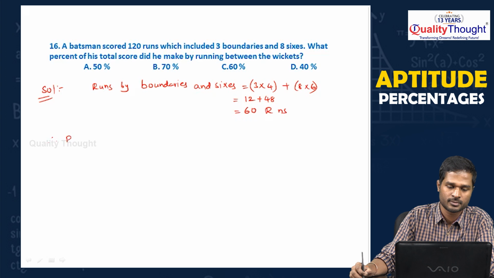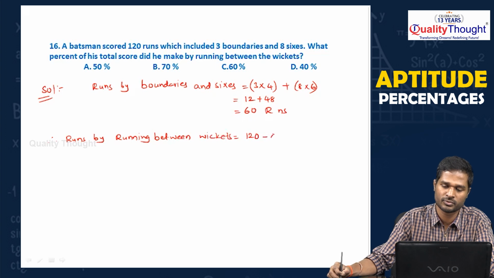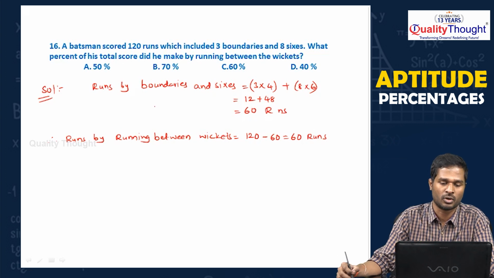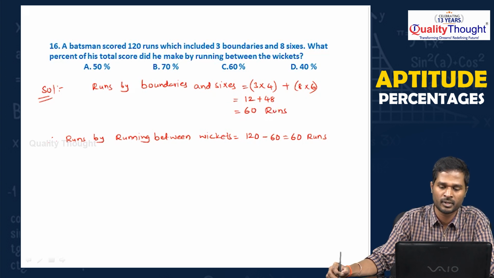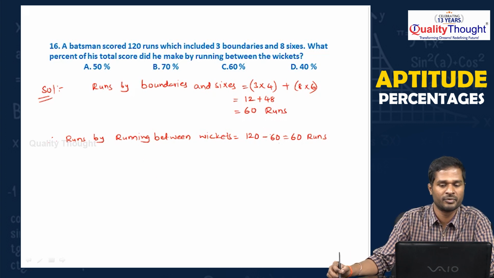So runs by running between wickets. Total score is 120, in that 60 runs were scored by boundaries and sixes. So remaining 60 runs were scored by running between the wickets. Now directly we can say, what percentage of his total score did he make by running between the wickets? Out of 120, 60 runs were by boundaries and sixes, and the remaining 60 by running between the wickets. So it will be half. So 50% will be your answer.